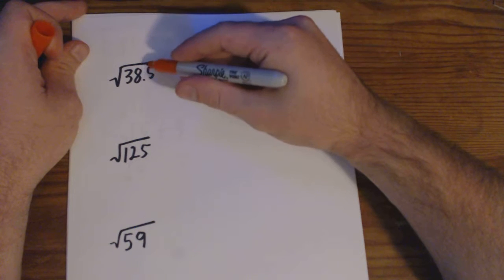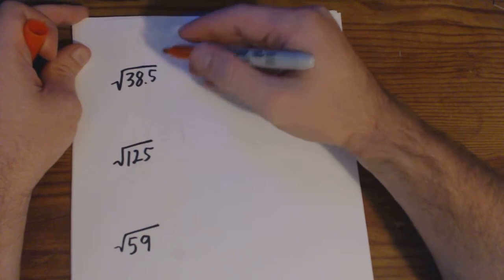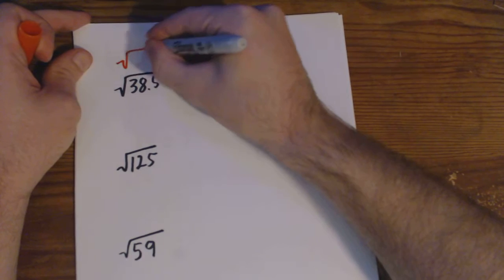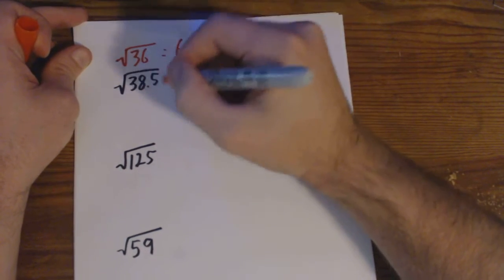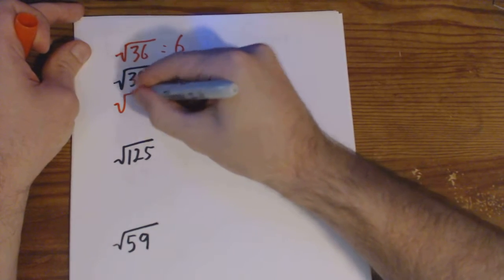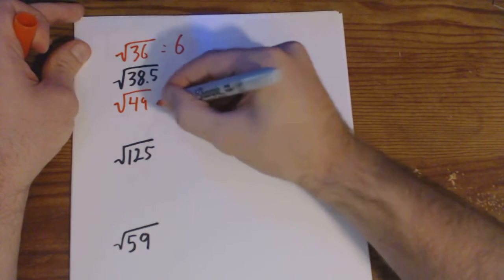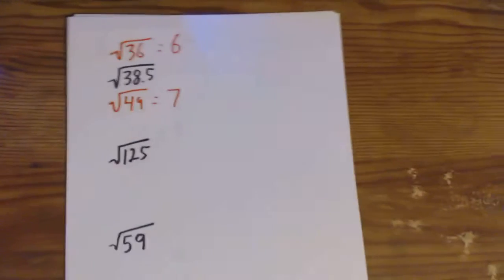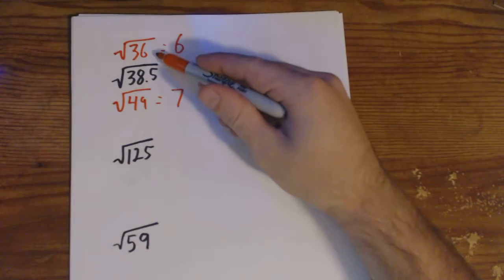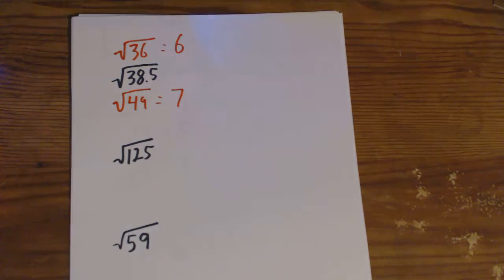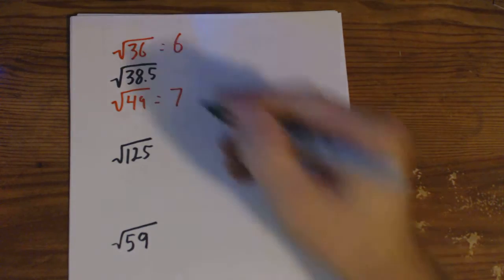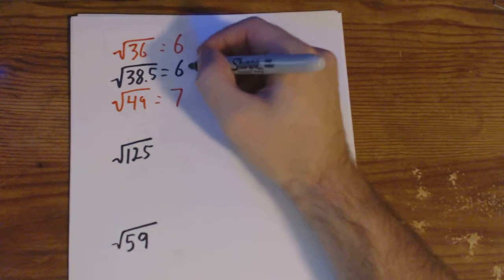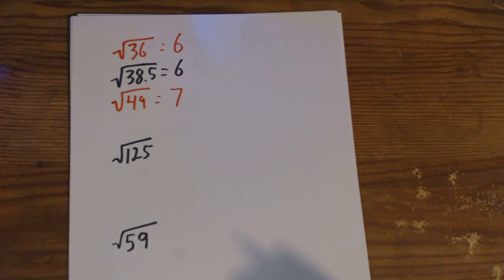So the nearest perfect square to 38 that's below is 36, and that equals 6. The next one above is 49, and that equals 7. Now, is 38.5 closer to 36 or 49? In this case, we're going to go with 36. So our answer for this one would be 6. We're just rounding it to the nearest whole number.